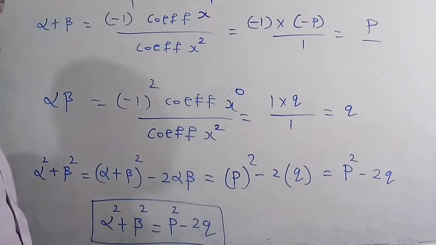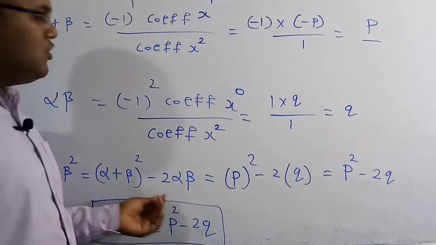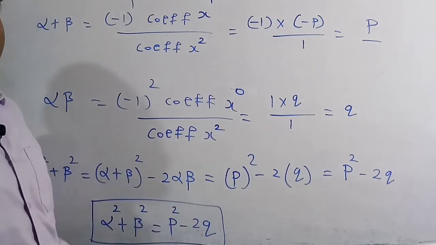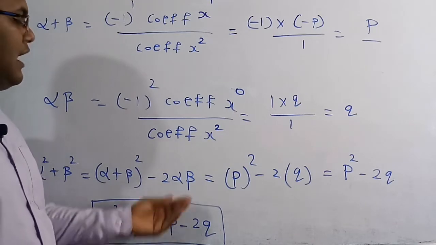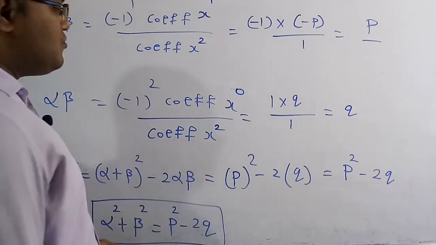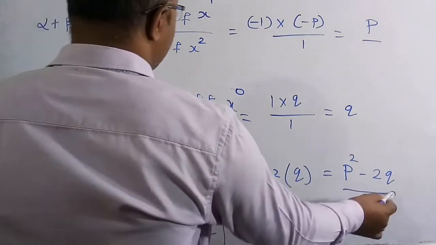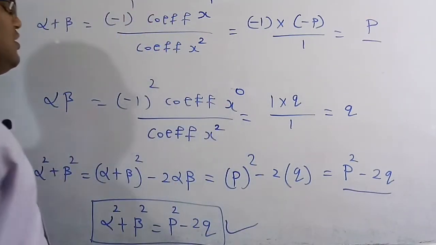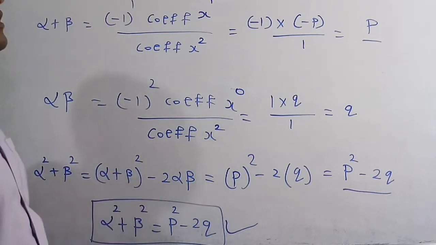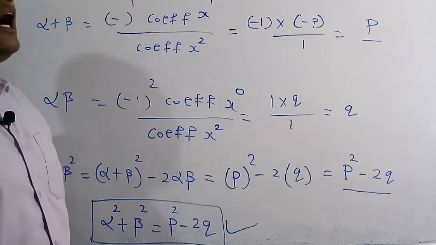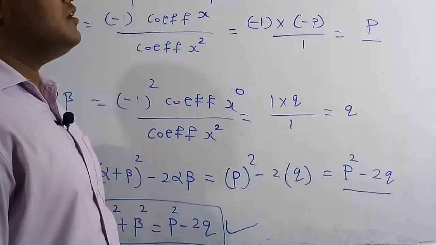So alpha square plus beta square I can write, which is alpha plus beta whole square minus 2 alpha beta. So alpha plus beta whole square minus 2 alpha beta is equal to alpha square plus beta square, but we know the value of alpha plus beta and also alpha into beta. So you can substitute these things, p square minus 2 into q. So simply we are going to get p square minus 2q is the correct solution of this question. So by knowing the summation of the roots and the product of the roots, by substituting in this equation we got the value of alpha square plus beta square is equal to p square minus 2q is the correct solution of this question.